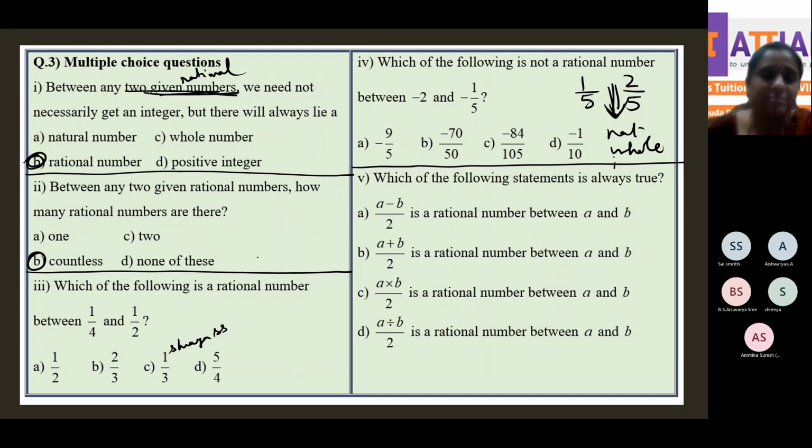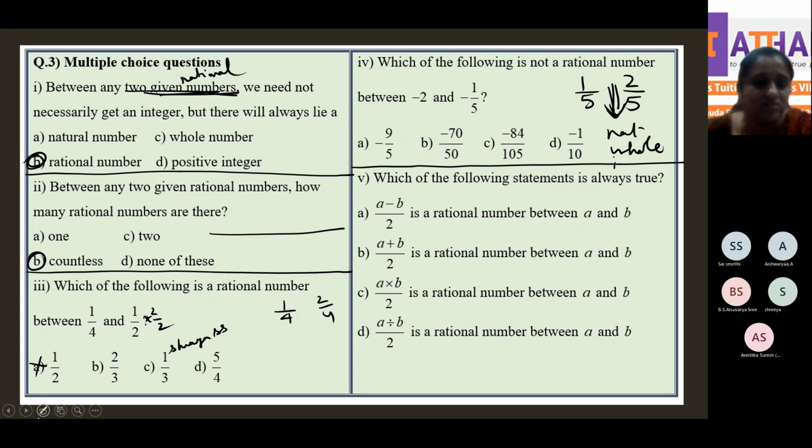Okay. So 1 by 4 and 1 by 2. We need to bring them to the same denominator. 1 by 2, when you multiply by 2, you get 2 by 4. So 1 by 4 and 2 by 4. Now between 1 by 4 and 2 by 4, 1 by 2 is ruled out. And 5 by 4 is also ruled out. Why? Because the value of 5 by 4 is beyond 1.